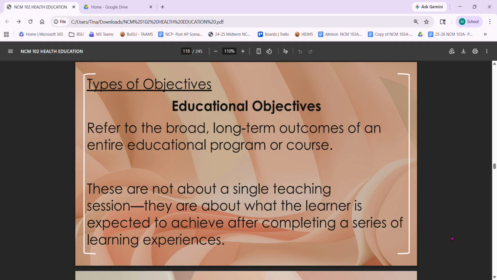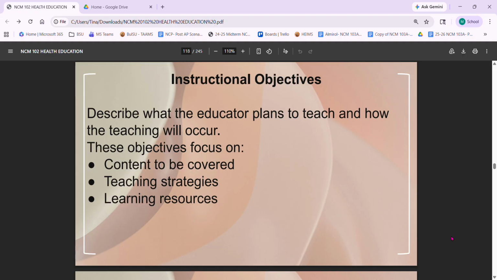Very broad. Pag instructional objective, it describes what the educator plans to teach and how the teaching will occur. This objective focuses on content to be covered, teaching strategies, and learning resources. Sa instructional, they are more specific than educational objective, but still centered yung teaching process, not directly on the learner's performance. So, more of the process yung tinitingnan natin.